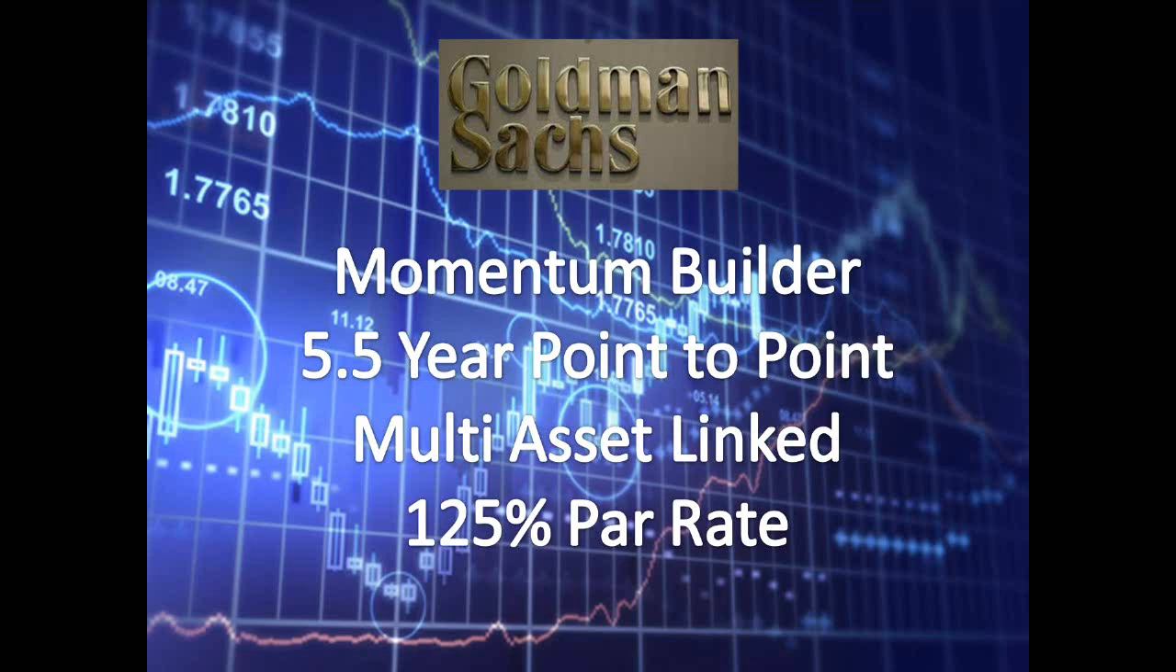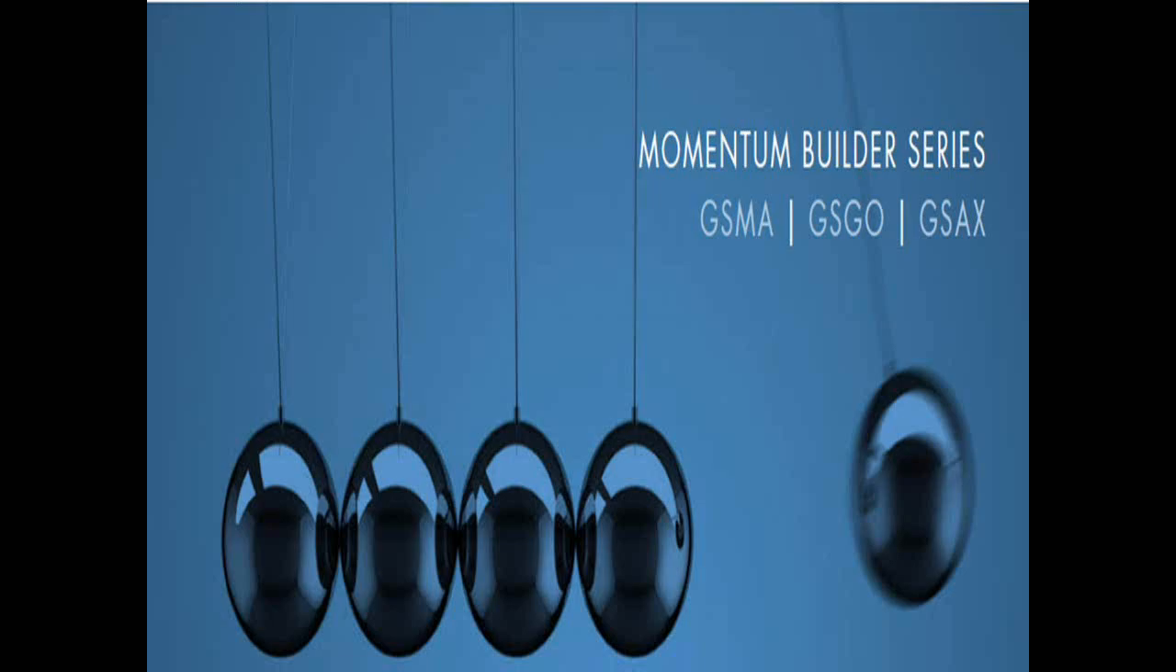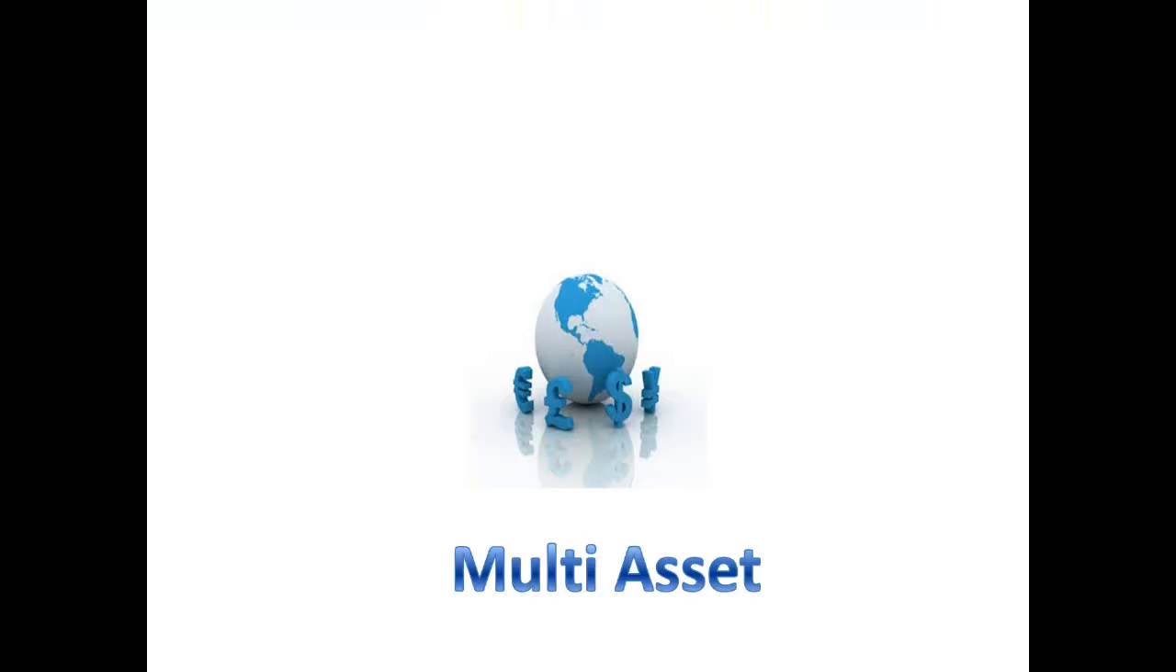This is my favorite, and I think that you'll find this one very attractive. I alluded to it a little bit in a previous webinar because we knew it was coming. From Goldman Sachs, it's called the Momentum Builder. It's a 5.5-year point-to-point product, but it is multi-asset linked and has a participation rate of 125%. 125% par rate with no cap. Called the Momentum Builder, and it is, in fact, a true multi-asset linked CD.